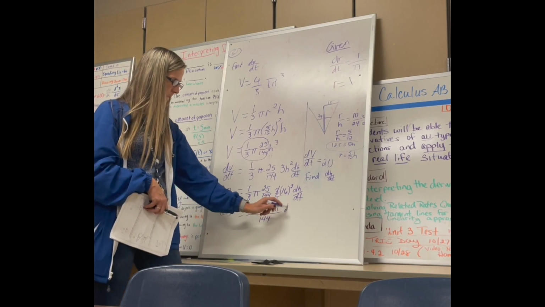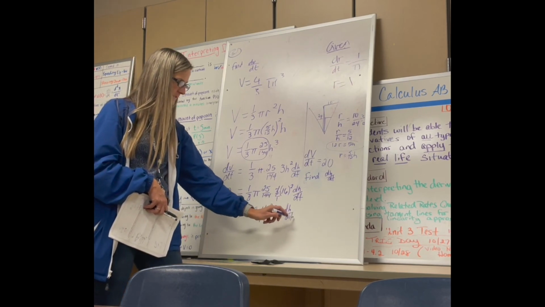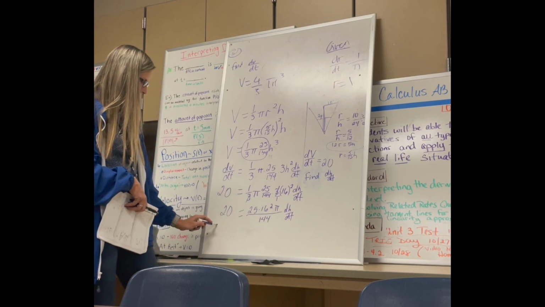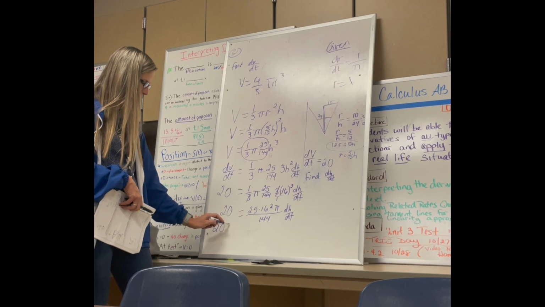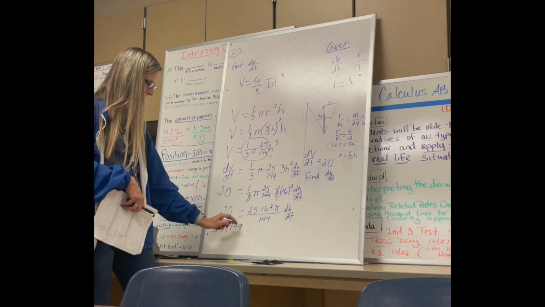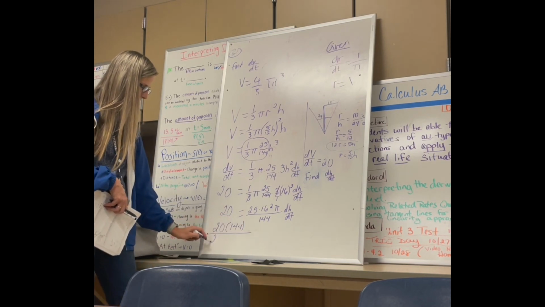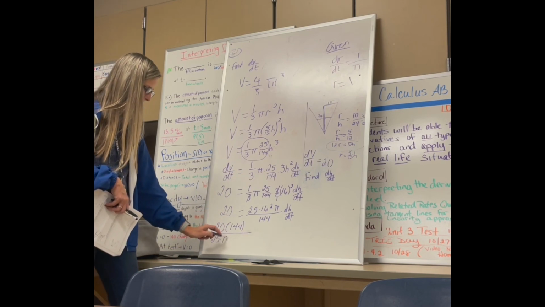And then I would just multiply by the reciprocal of that. And if you know 16 squared, you could write that, or you could write 16 squared.